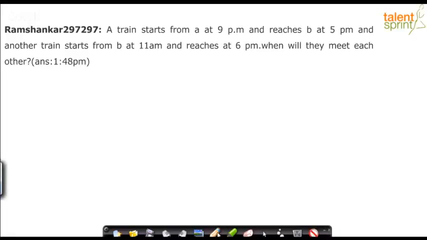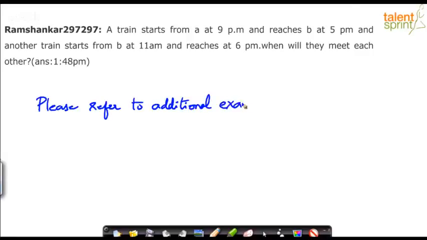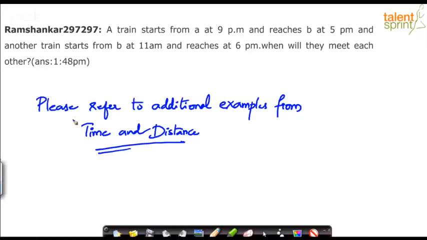A train starts from A at 9 p.m. and reaches B at 5 p.m. and another train starts from B at 11 a.m. and reaches A at 6 p.m. When will they meet each other? Please refer to additional examples from time and distance. We have not solved the same question, but we have solved similar questions. I'm sure you can refer to that question and learn how to answer such questions.